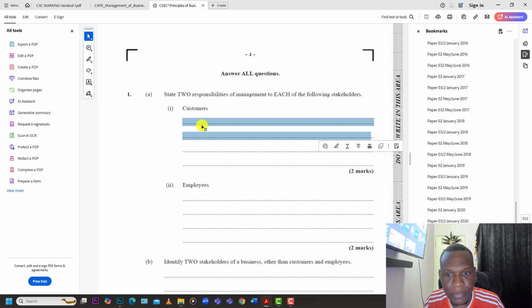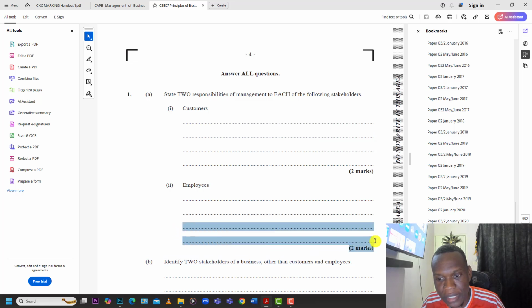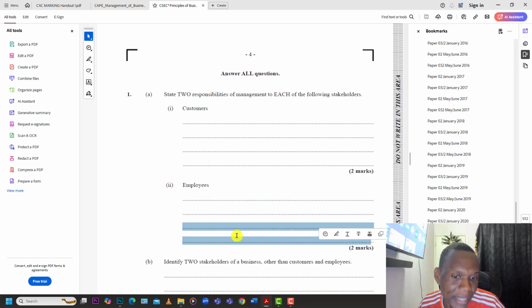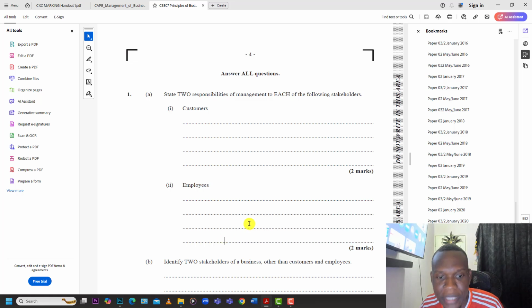One responsibility of management to the customers would be to give them a fair price for their goods, right? And next one, a safe shopping environment or a safe environment to conduct working in. To employees, to pay them a fair wage, right? So all that, 1 complete thought is 1 mark. And the next complete thought is the next mark. So employees, pay them a fair wage, that's 1 complete thought. And then to make sure they're working in a safe environment, next complete thought. 1 mark each. That is why you get the 2 marks.